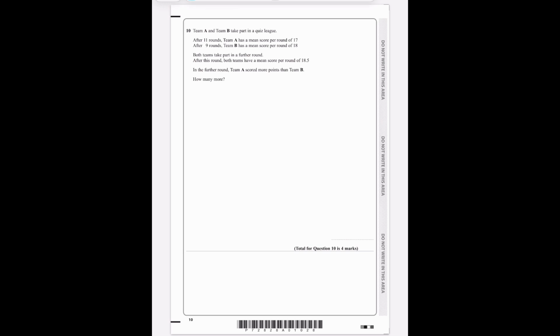Question 10, it gives us some means, so we can work out the totals. 11 times 17 and 9 times 18 will give us those totals. And then it tells us afterwards they have a mean of 18.5. So we can times 18.5 by 12 and by 10 to get 222 and 185. And we can work out that one's gone up by 35 and the other's gone up by 23. And the difference between 35 and 23 is 12.